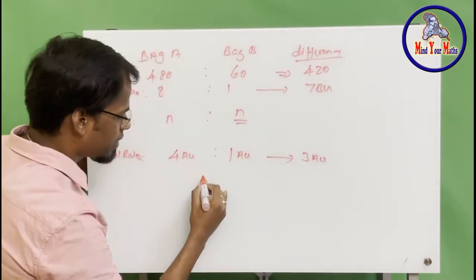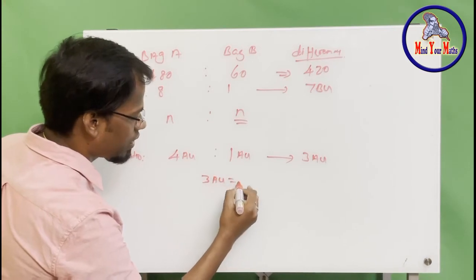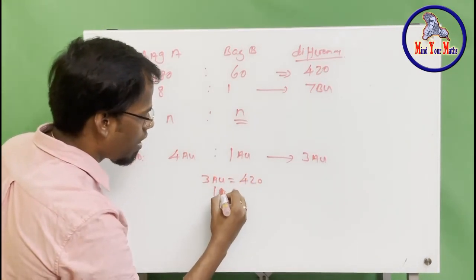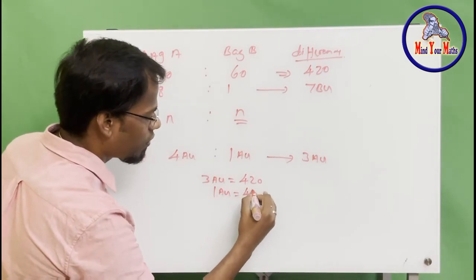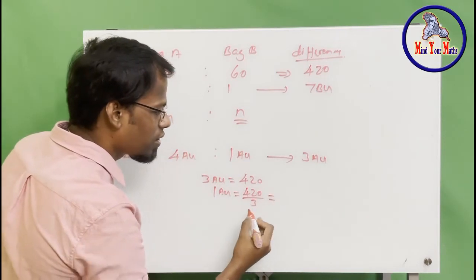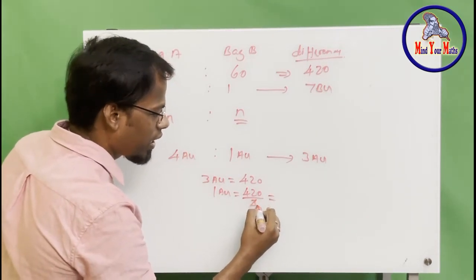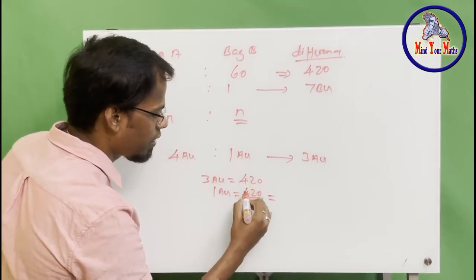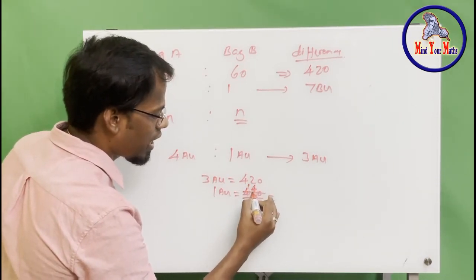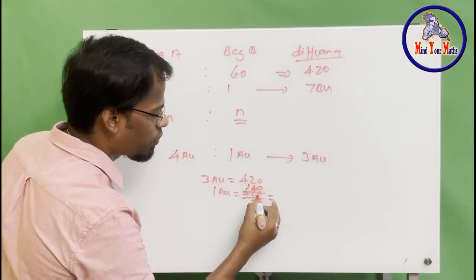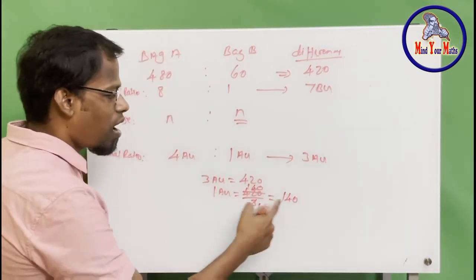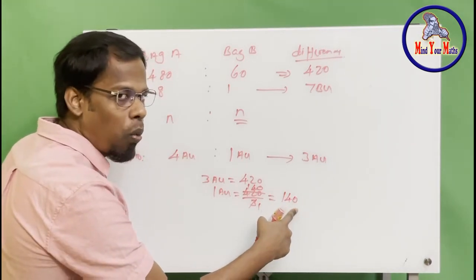So 3 after units equals 420. So 1 after unit is 420 divided by 3. 1 times 3 is 3, then 4 times 3 is 12, and then 0. So it is 140. So 1 after unit is equal to 140.